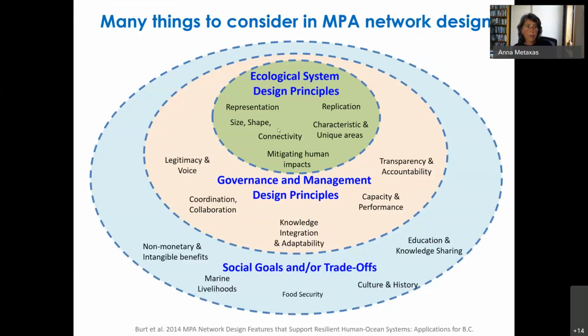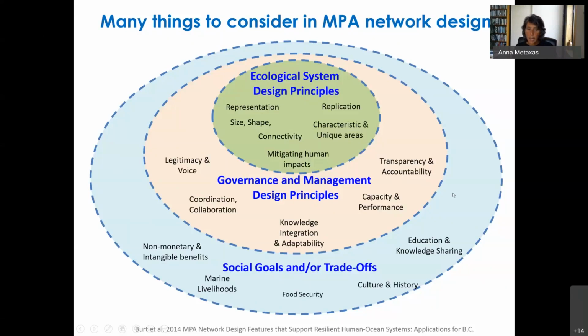And so what I want to leave you with, however, is this slide here, which is, we always talk about marine protected areas and network designs, and most scientists think about really the ecological system and the design principles. So the Convention on Biological Diversity brought up these characteristics, representation, connectivity, replication, all of which are based on the ecology. But then you can see there's a whole bunch of other things that we need to consider when we design networks of marine protected areas, such as governance and management design principles, things like legitimacy, transparency, knowledge integration, and then outside that, of course, we have the societal goals.